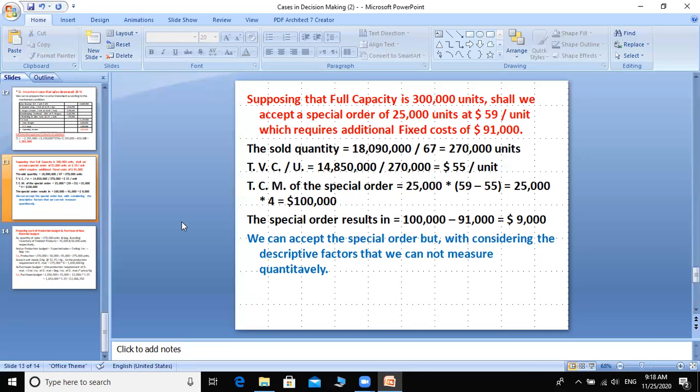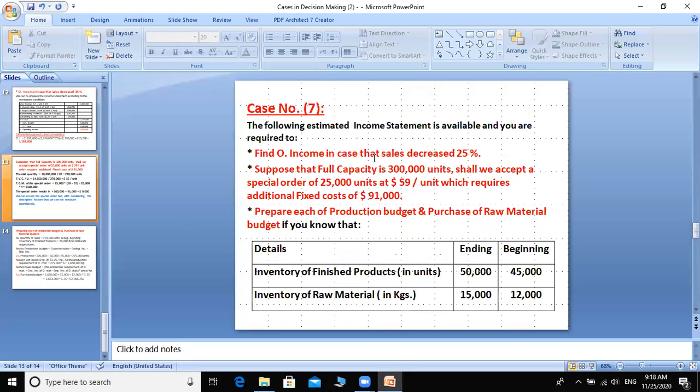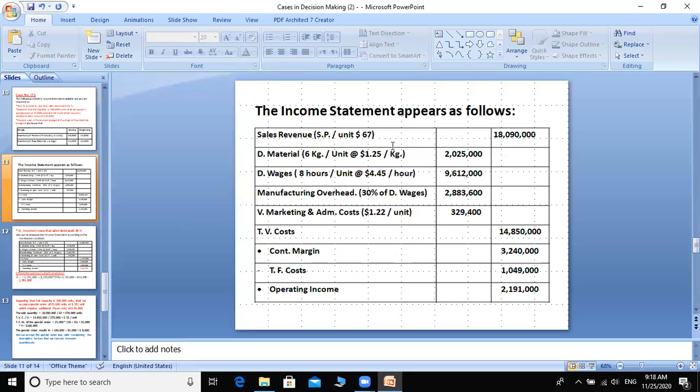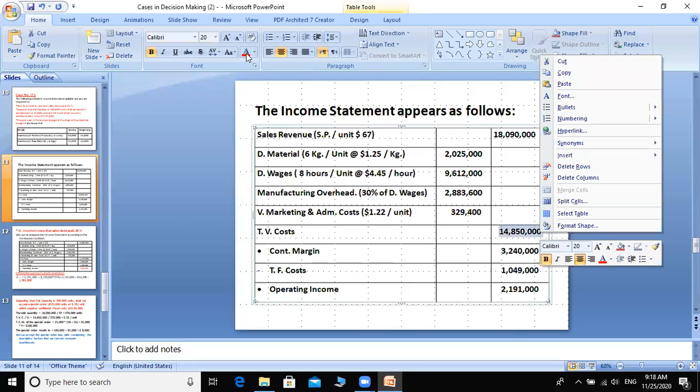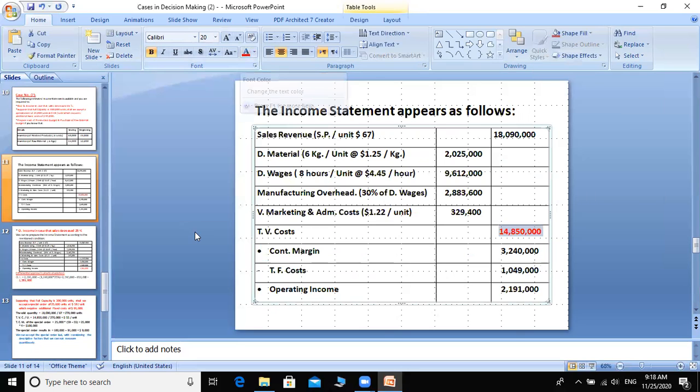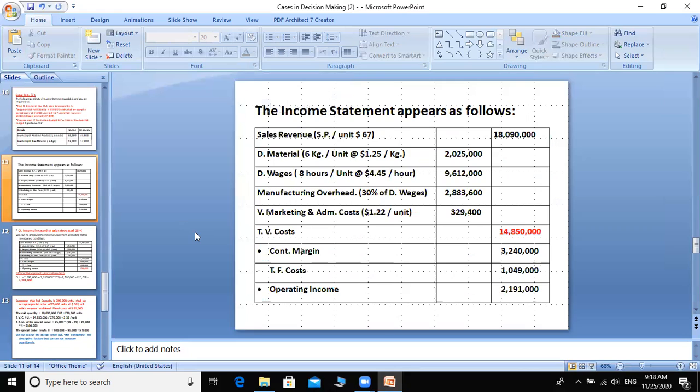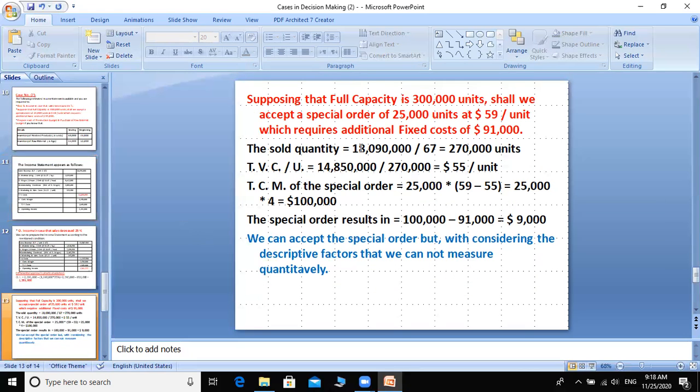Again, this is the sales value. I will divide by the 67 sale price per unit. It gives 270. This is total fixed cost. If divided by the number of units, it gives me fixed cost per unit. So sales value divided by sale price per unit gives the number of units. If dividing total variable cost by the number of units, it gives variable cost per unit.